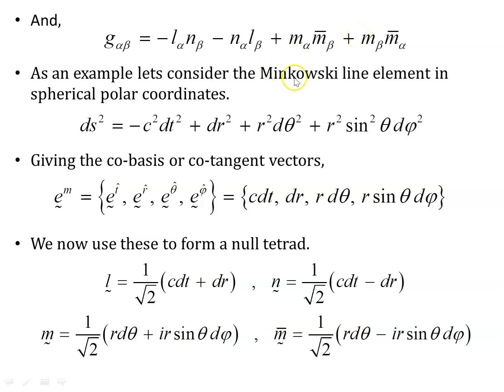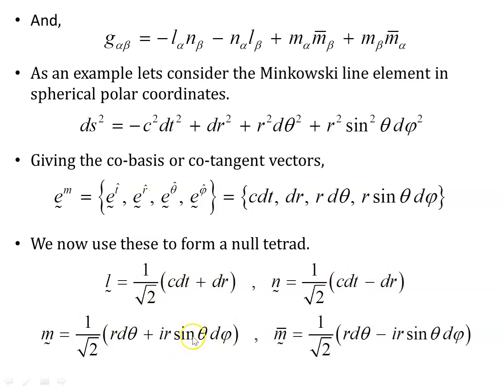Now, as an example, let's consider the Minkowski line element in spherical polar coordinates. Here it is, this object here. And in the co-basis or cotangent basis, the basis vectors are these objects here, c dt, dr, r d theta, r sine theta d phi. These are our cotangent vectors or dual basis vectors, and we can form a null tetrad in this format using the dual basis, these objects here.